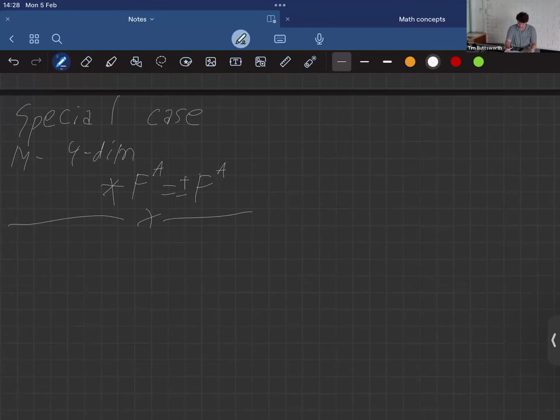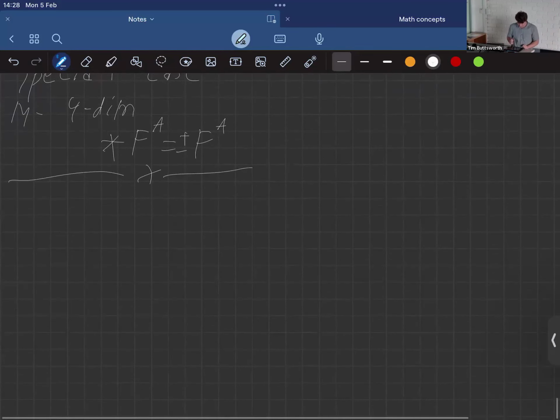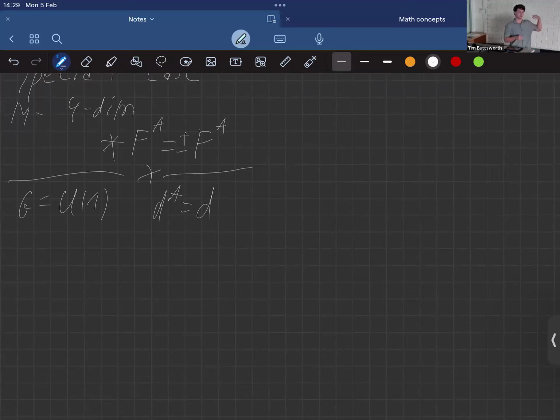Another fun special case, I wanted to do it in a bit more detail, but I won't. If we choose our group to be U(1), it's abelian, and what happens is that the differential becomes the usual differential.